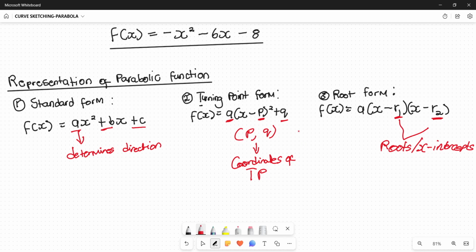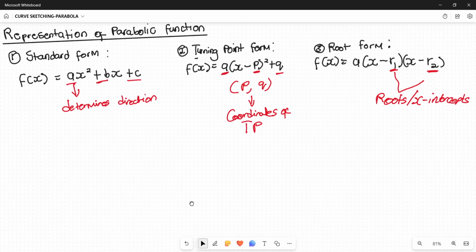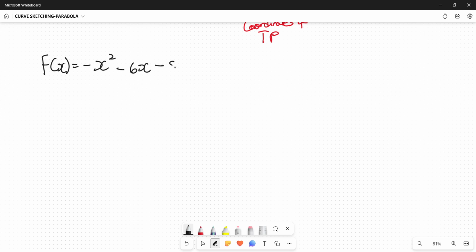So now back to our function, f of x equals to minus x squared minus 6x minus 8. This function is represented in the standard form. Let me rewrite that. So we are saying f of x equals to minus x squared minus 6x minus 8. So now it is represented in the standard form.